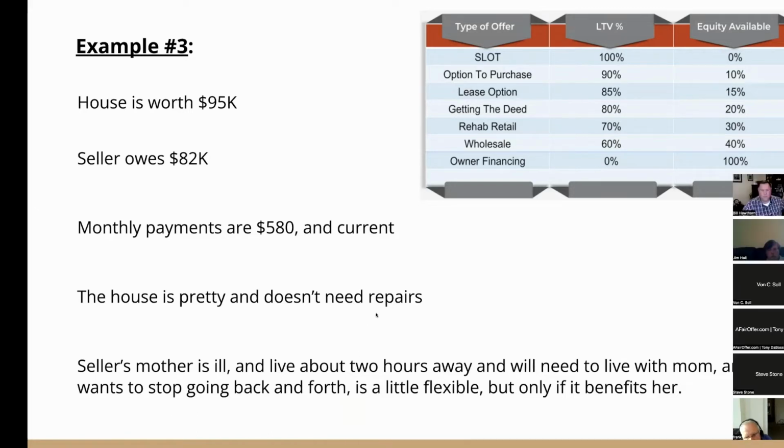So what's the first thing we do? Figure out the percentage loan to value. Which is? Working on it. 89%. Thank you. What is it? 89%? Yep.